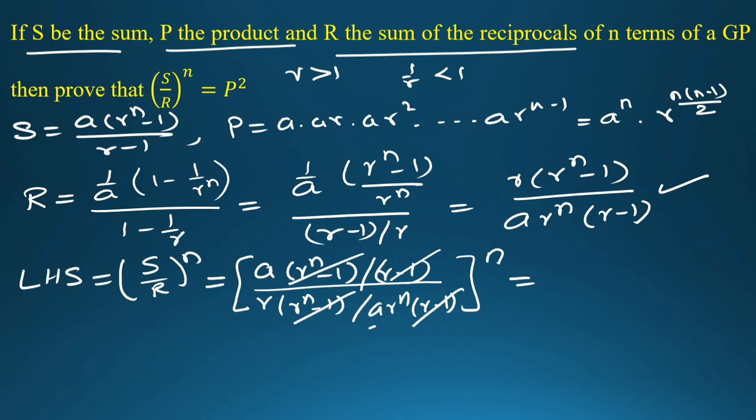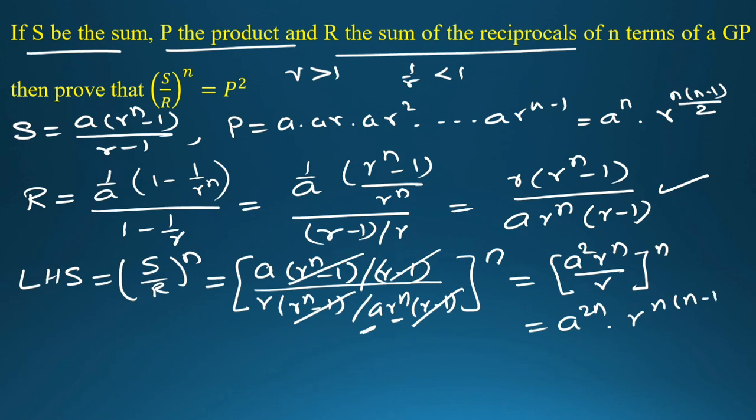Now this A will go to the numerator, this R to the power n will go to the numerator. So what we are going to get here, A square R to the power n upon R to the power n, means A to the power 2n times R to the power n times n minus 1. Okay, just I'm telling you, because of lack of space, I am doing it a little short, but you make sure that you are understanding the calculation.